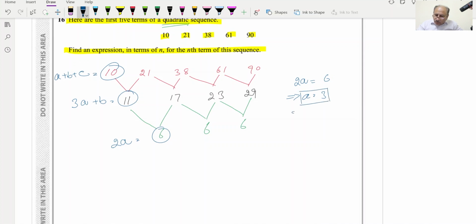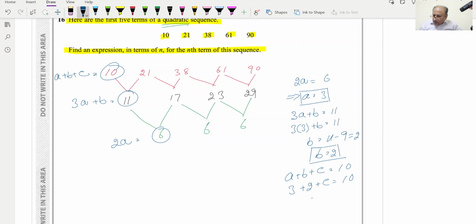Now we can solve 3a plus b is equal to 11. So 3 into a value is 9, plus b is equal to 11. So b is equal to 11 minus 9, which is equal to 2. So b is equal to 2 will be our second value which we got, and a plus b plus c is equal to 10. A value is 3, so 3 plus 2 plus c is equal to 10, and c is equal to 10 minus 5 which is equal to 5, so c value is equal to 5.